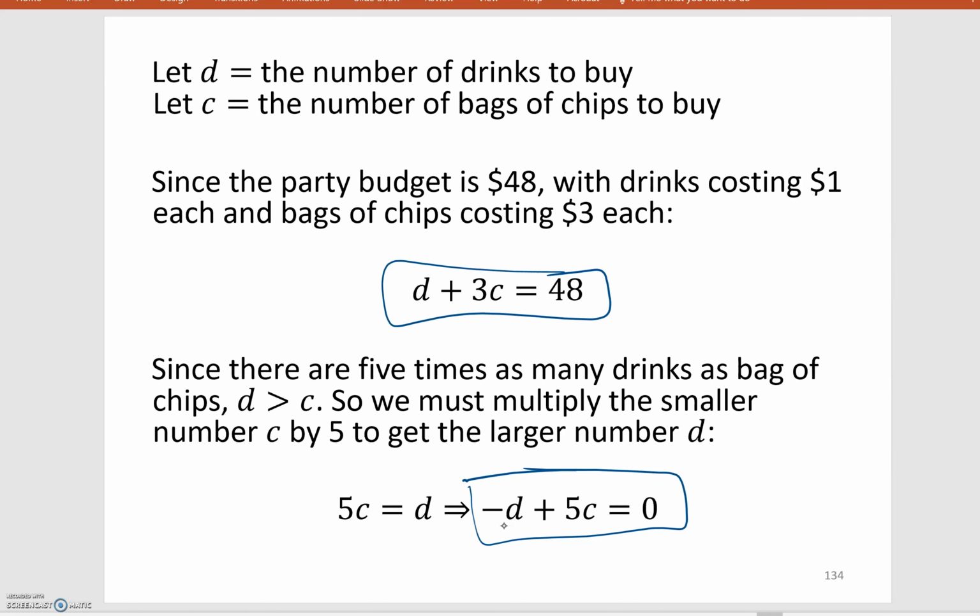Okay, so moving ahead, why don't we just go with this solution that's typed up here. So we'll all use this form. So our first equation is D plus 3C and then minus D plus 5C. That comes from moving this to the other side. And our matrix would be 1, 3.